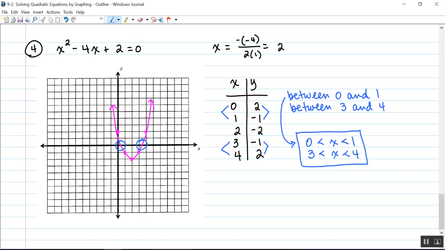So in this lesson we took a look at solving quadratic equations by graphing. And when you graph, you can have two solutions, you can have one solution, you can have no solution, or you can have two solutions that are between two integer values.